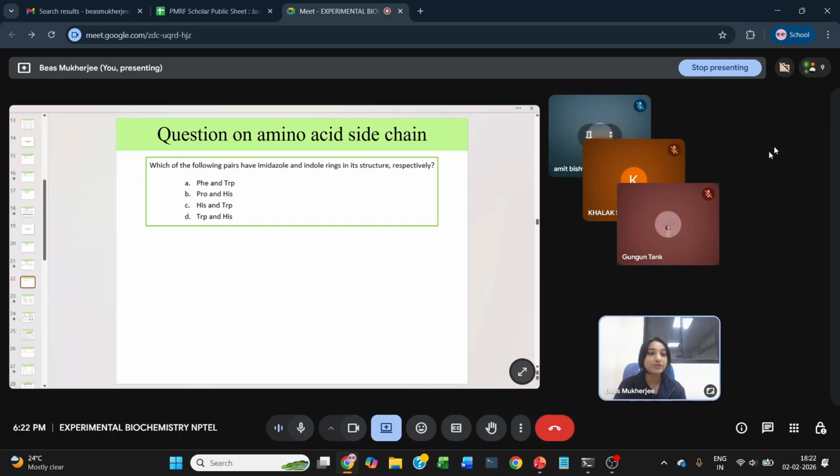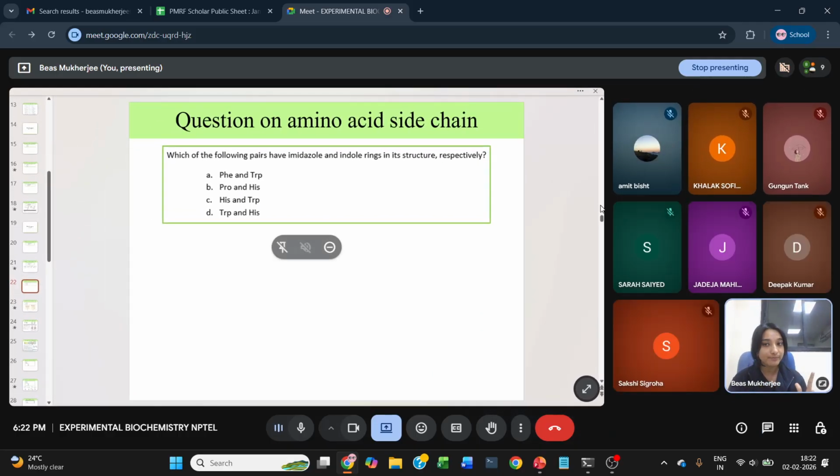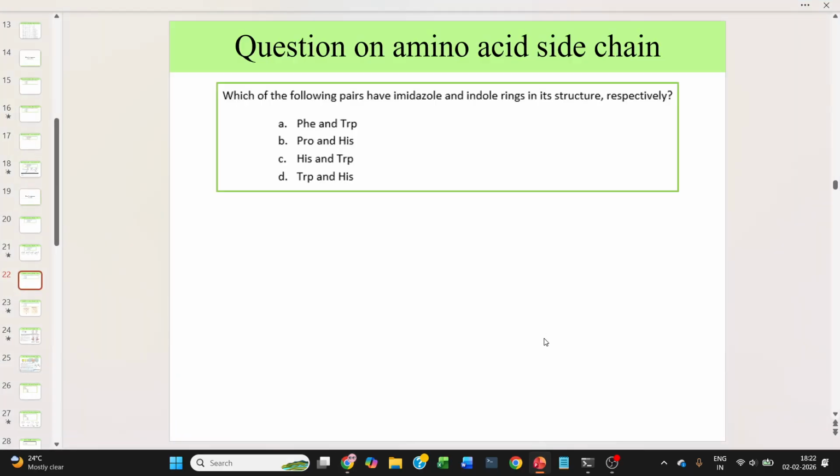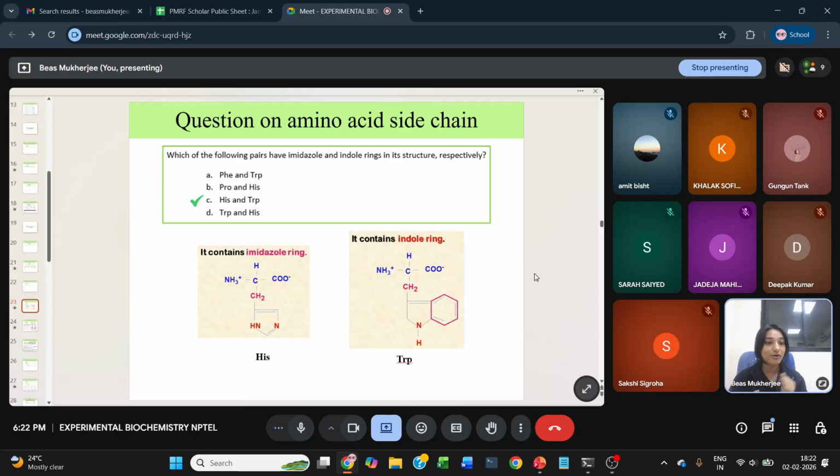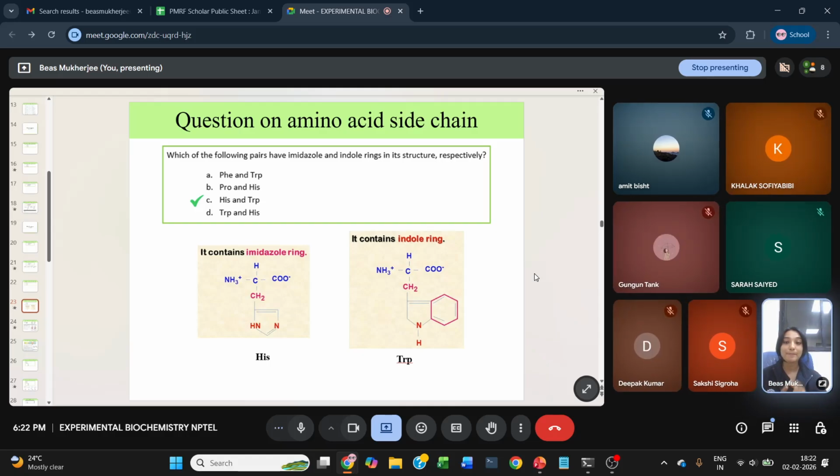Okay, so the options given to you are phenylalanine and tryptophan, proline and histidine, histidine and tryptophan, tryptophan and histidine. Okay, so, C, okay, good. Let's see. Yes, that is very correct. The imidazole ring is this 5-membered ring of histidine that you see. Now, this is going to be very useful when we are going to study about affinity chromatography. Okay, and the indole ring is this 6-membered ring along with this 5-membered ring joined together. That is the indole ring.